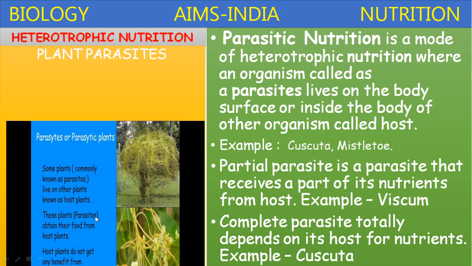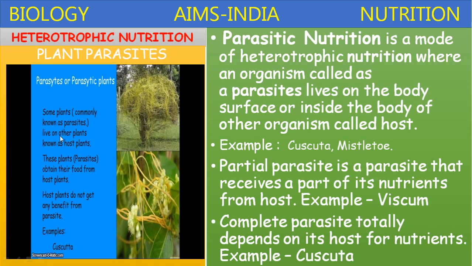These parasitic plants live on other plants known as host plants. These parasites obtain their food from host plants. These host plants do not get any benefit from the parasite. Here, Cuscuta on the host produces root-like structures called haustoria, which go inside and absorb the nutrients from the host.